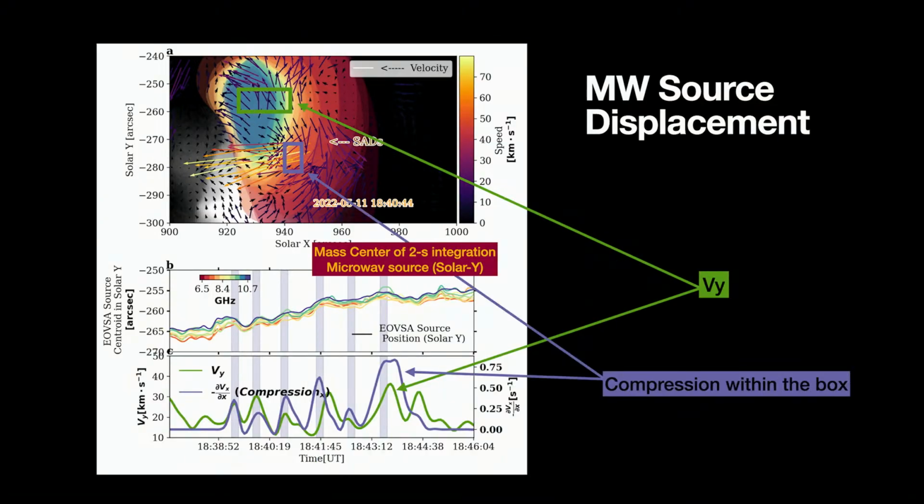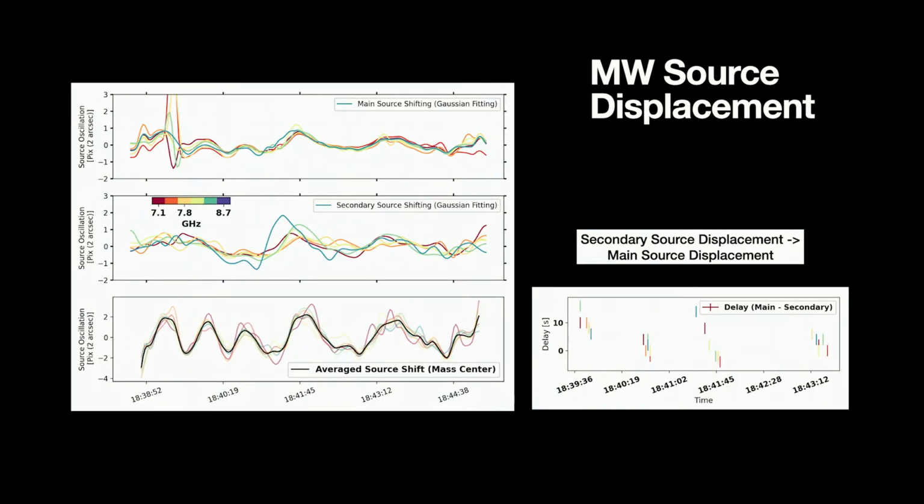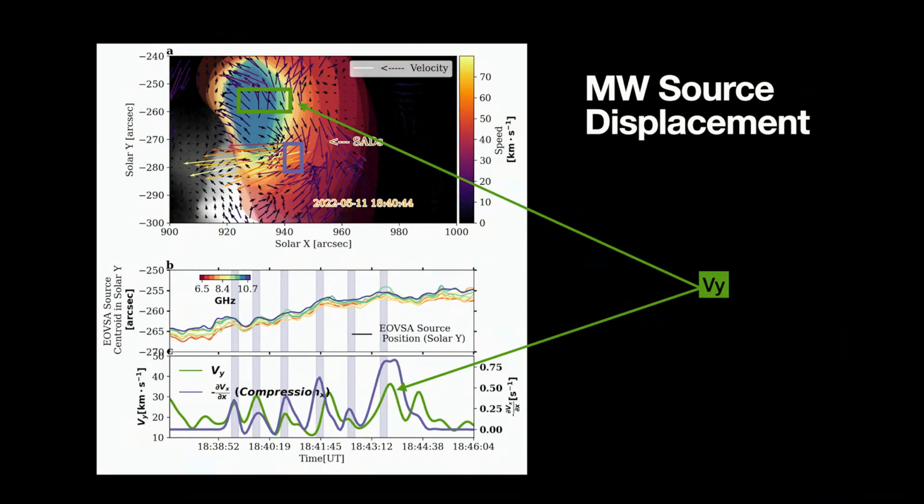And next, we also find that the displacement of the secondary source is about 10 seconds ahead of the displacement of the main source, which means the perturbation is propagating from downward to upward. So we reveal the process of propagation of the source displacement.